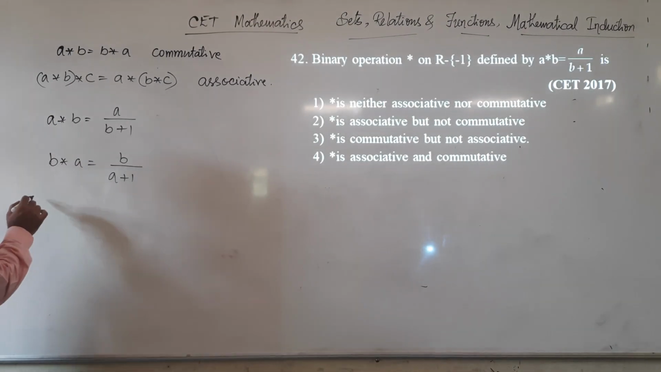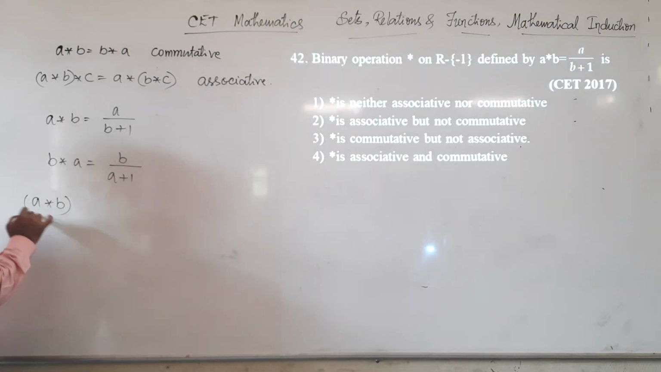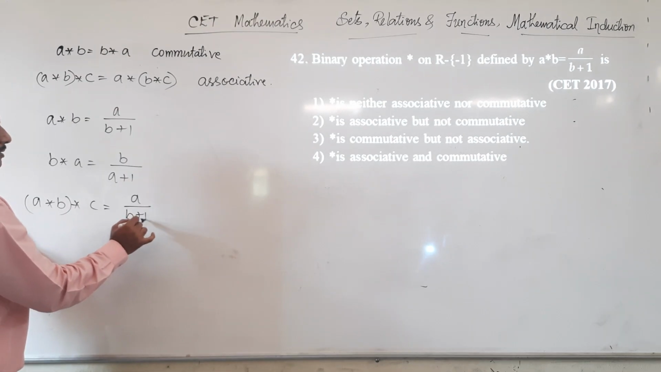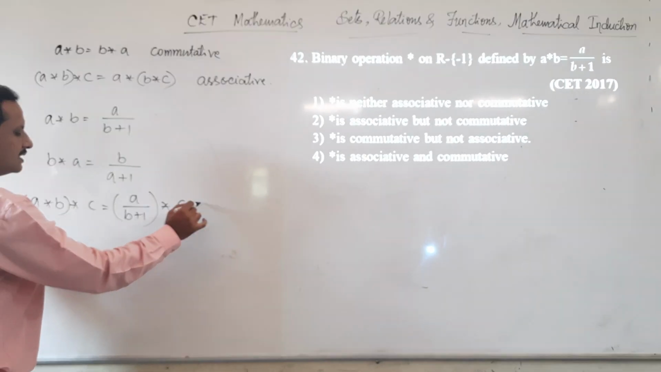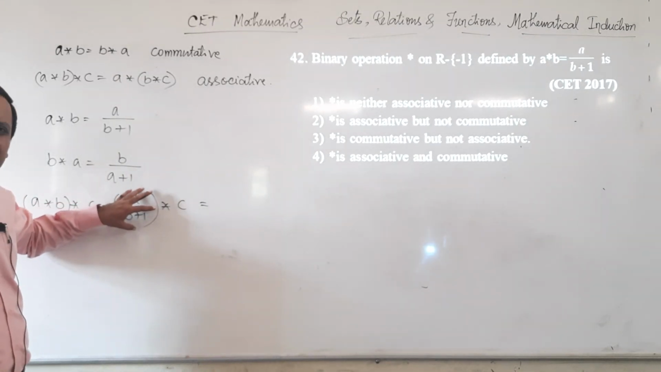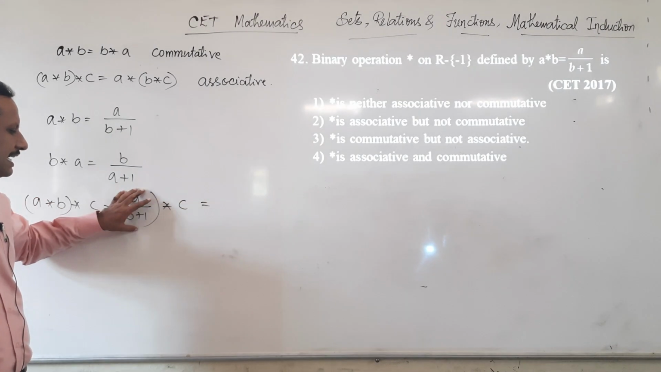Is it associative? Let me check. A star b star c. A star b is defined as a by b plus 1, star c. That's it. Now, you imagine this as a, this as b. It looks like a star b.